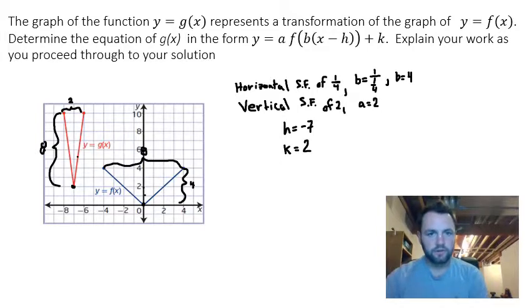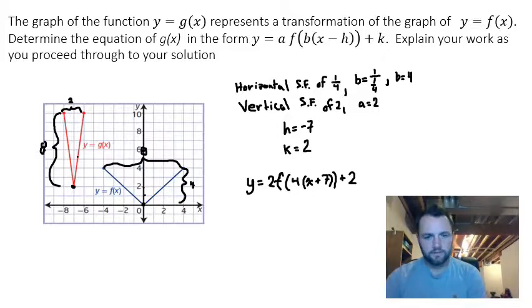And then what I can do with all of this information is write this function out in our general form. My A, we said, is positive 2. So we're going to have 2 times f of, my B is 4, and then x, and instead of -7, since it's minus h, I'm going to have x plus 7, and then at the end I'm going to have this plus 2 for my k.